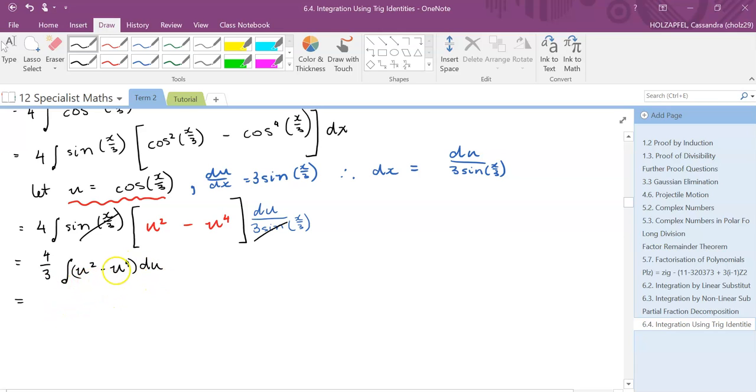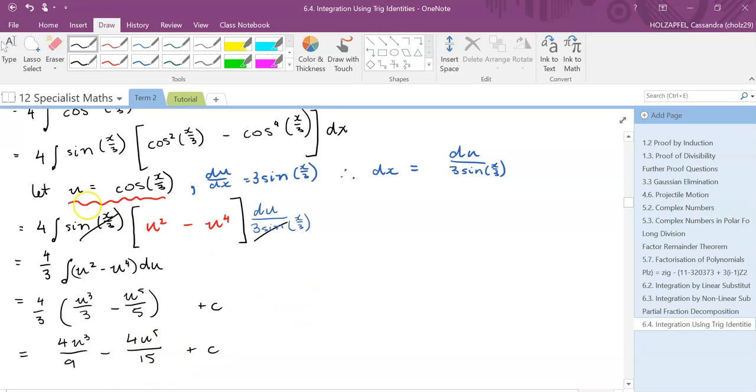So like I said, we're just going to integrate now with respect to u, and so that's going to give me 4/3 (u to the power of 3 over 3 minus u to the power of 5 over 5) plus c. Let's distribute this 4/3 across the bracket. So I'm going to get 4u to the power of 3 over 9 minus 4u to the power of 5 over 15. And then last thing, let's substitute that u back in.